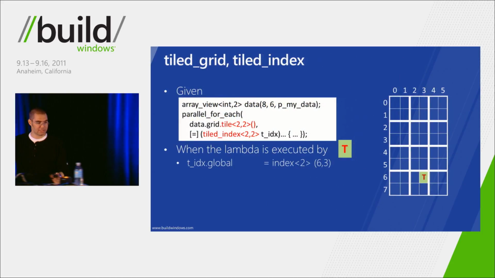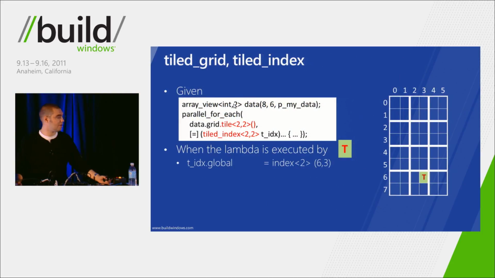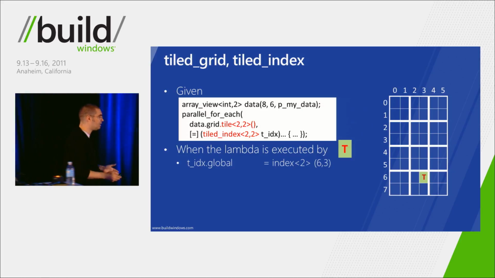So in this example here, I've got the array view, which is 2-dimensional of vintages. So I've given the extent here implicitly. I'm saying 8 by 6, parallel for each grid. And then I go and say tile 2 by 2. So this is the example we saw earlier. And then I get a tiled index. And if that index, let's say at runtime when it's executing my kernel, was this thread here, then if I go on the tiled index and I say global, I get the global index, the one we know already, which is going to be 6,3. Right? That makes sense. That's the index you already know.